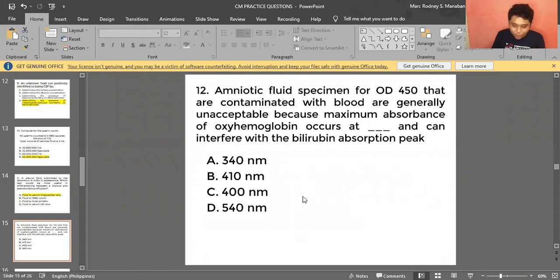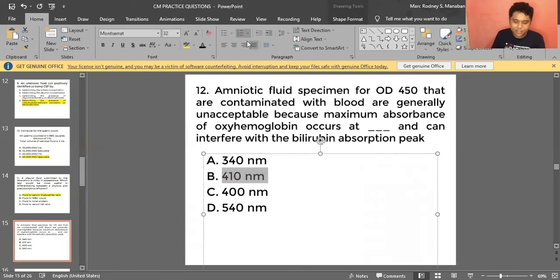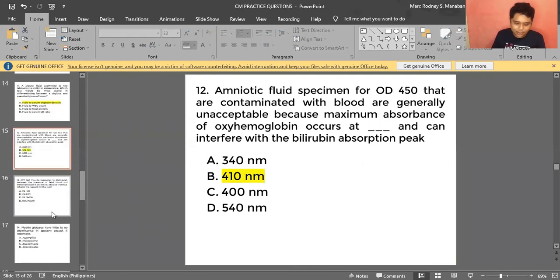Number 12, amniotic fluid for OD450 is unacceptable if may blood because oxyhemoglobin will absorb light. And at what nanometer? The absorption of oxyhemoglobin is 410. Oxyhemoglobin is 410, bilirubin is 450, meconium, the first fecal stool, is 350 to 400. But take note, 410 nanometers si oxyhemoglobin.